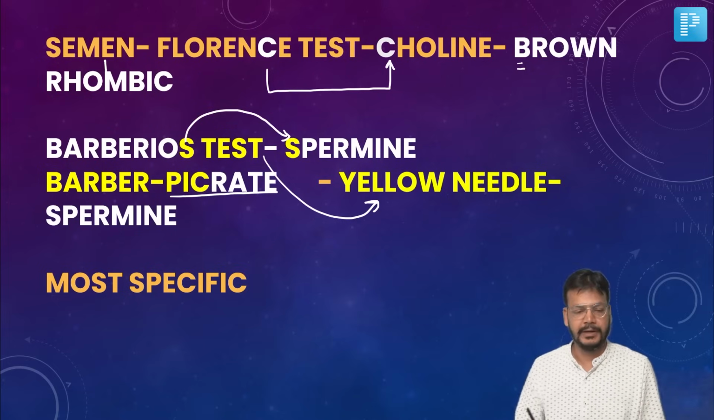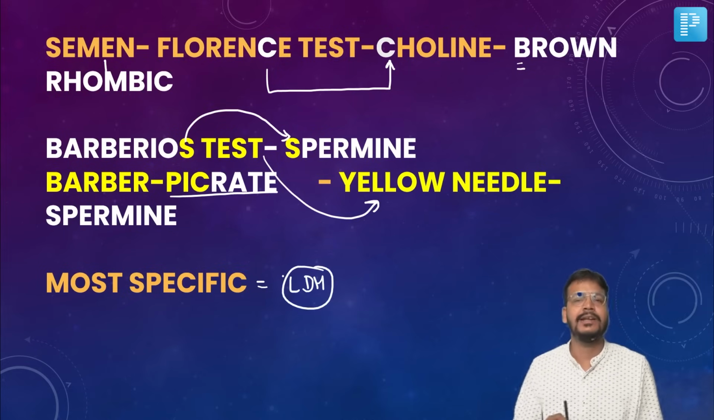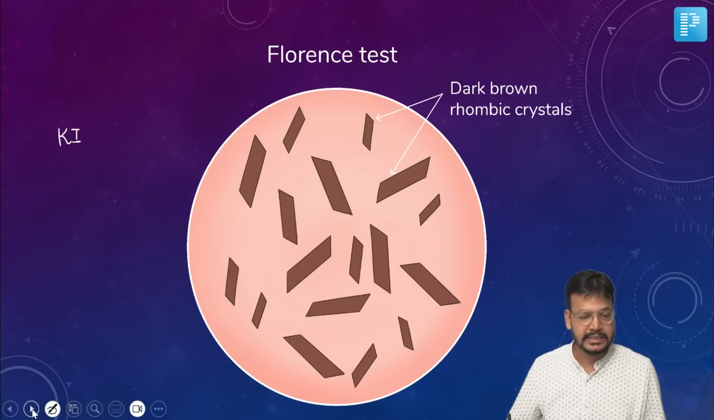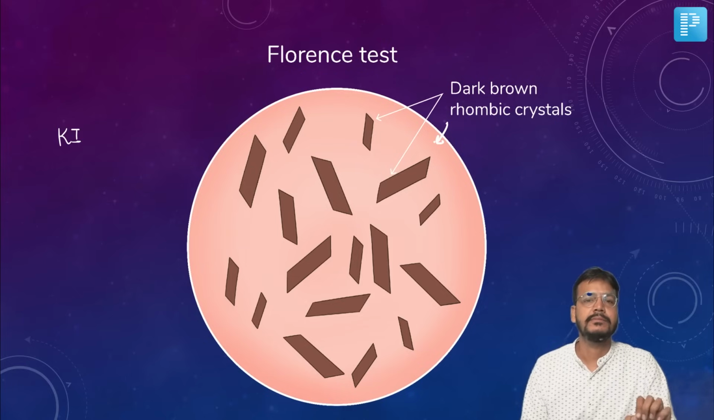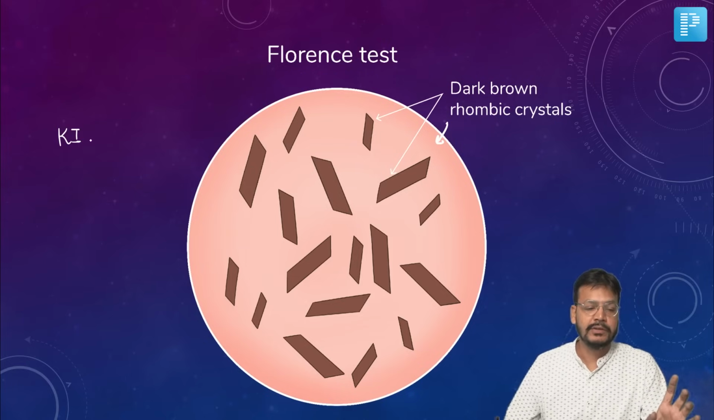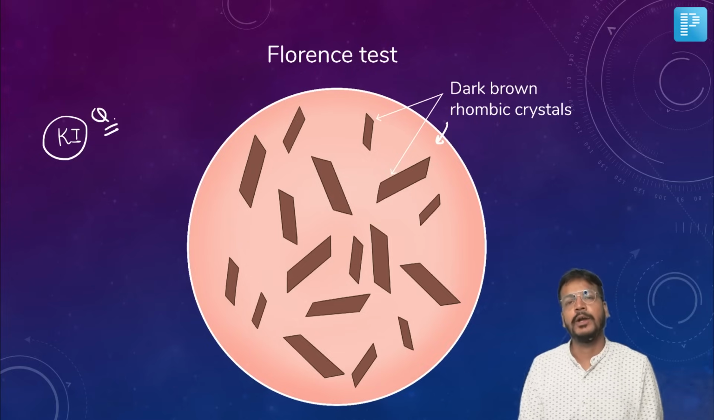It's a brown rhombic. The most specific test for semen is LDH, lactate dehydrogenase. You can see this slide, Florence, it is a dark brown rhombic crystal, but it is for semen. Doctor Saab, in Florence test, what do we use? Potassium iodide.